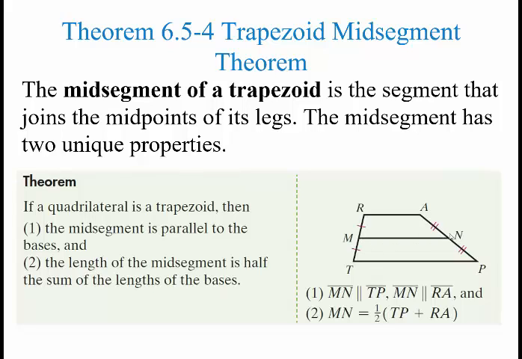So it has to be that the length of MN is equal to 1/2 the length of TP plus the length of RA.